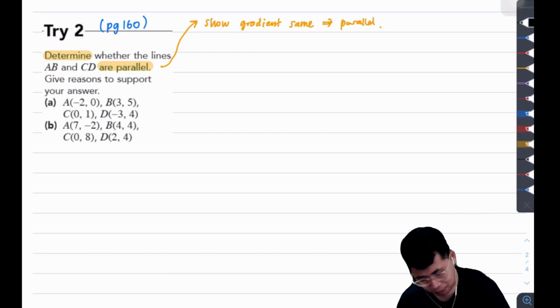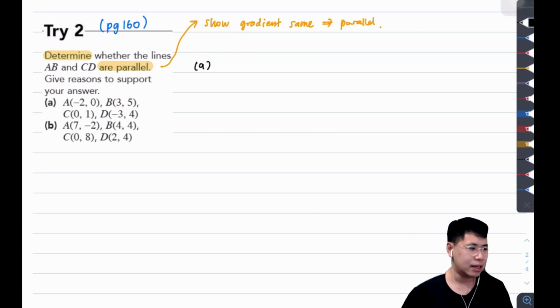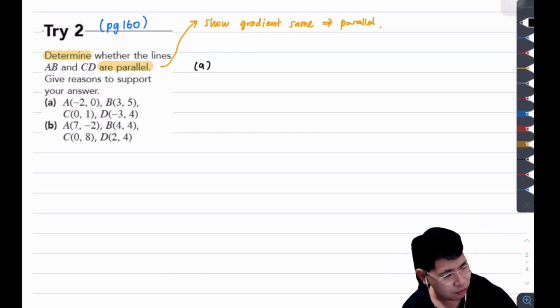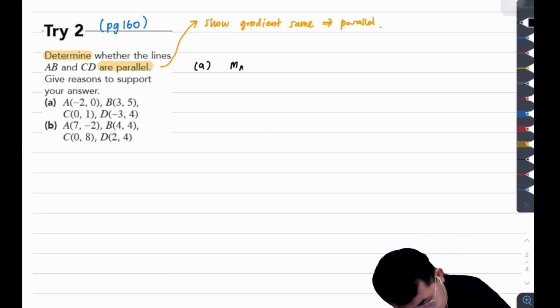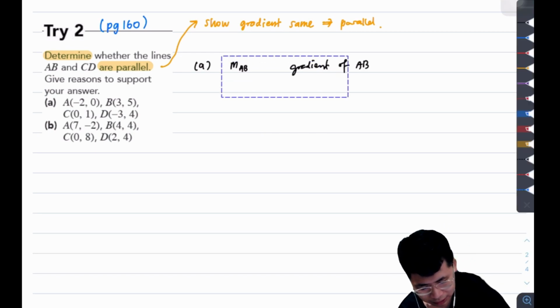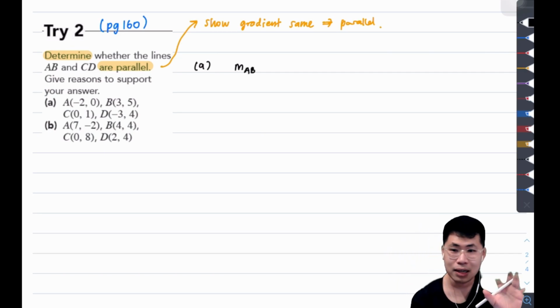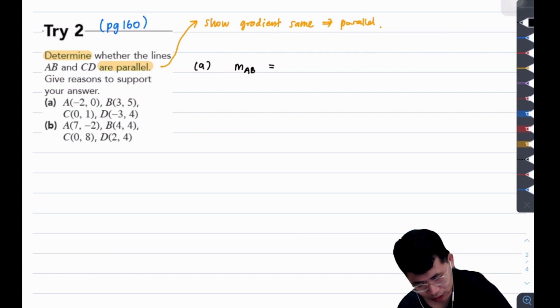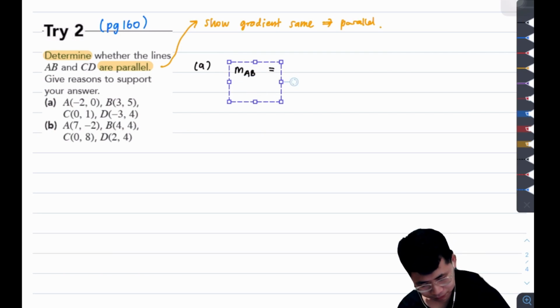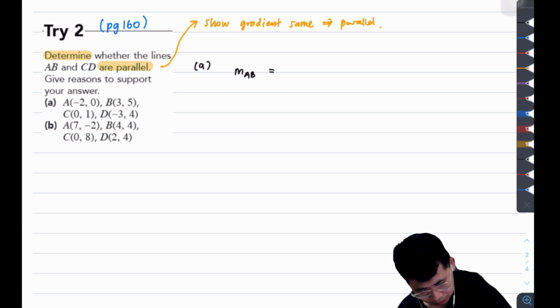So let's go to part A. In part A, we have two points over here, two lines AB and CD. Let's try to find the gradient of AB. You notice that I'm not writing "gradient of AB", which is a bit long. If you want it to be clear, that's fine. My style would be the gradient of line AB, with AB as a subscript, is equal to, let me do this nicely, we have (5 minus 0), so y2 minus y1 over x2 minus x1. So this is actually equal to 1.